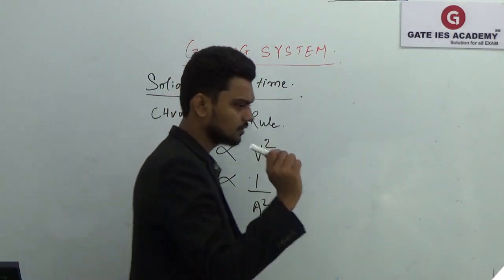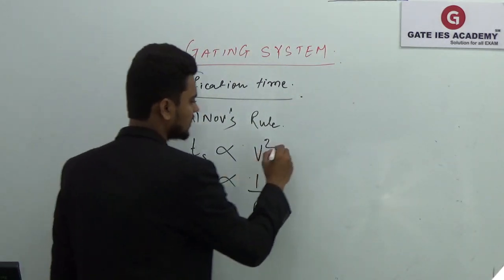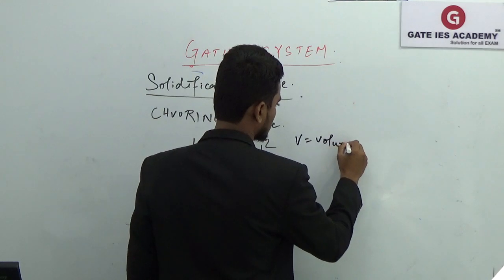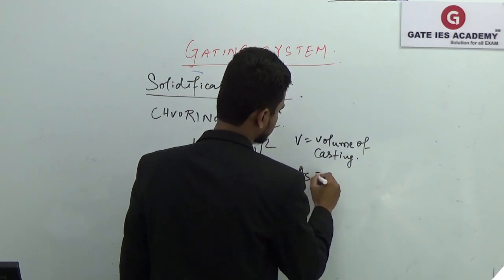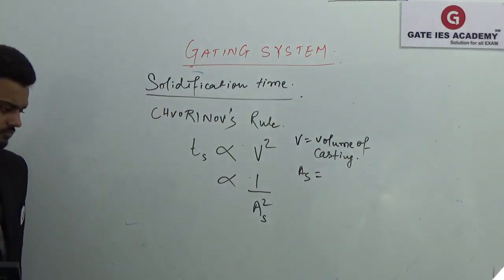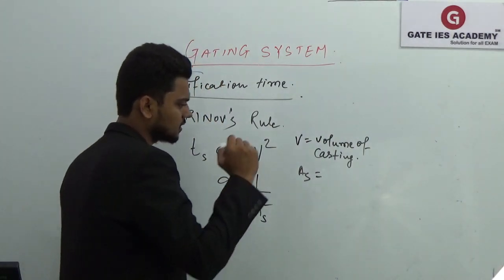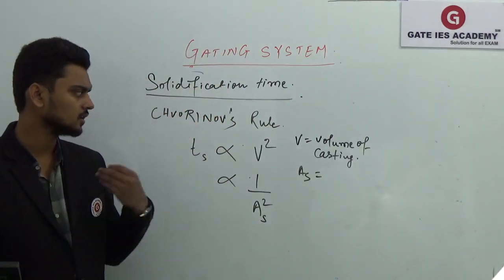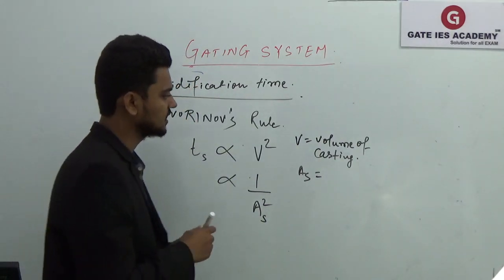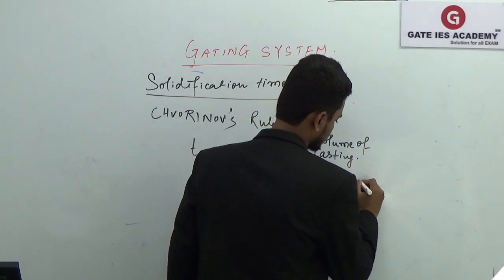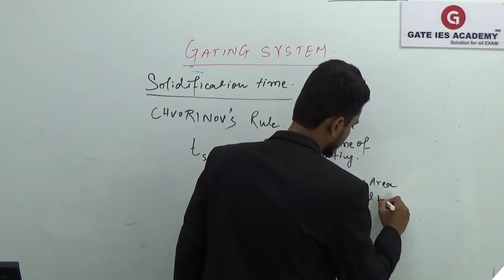It is not the surface area of the casting. Okay, we cannot say that. It is AS, where V is the volume of the casting, and AS is the surface area through which the heat is dissipating. Okay, so AS is the surface area which is exposed to heat transfer.